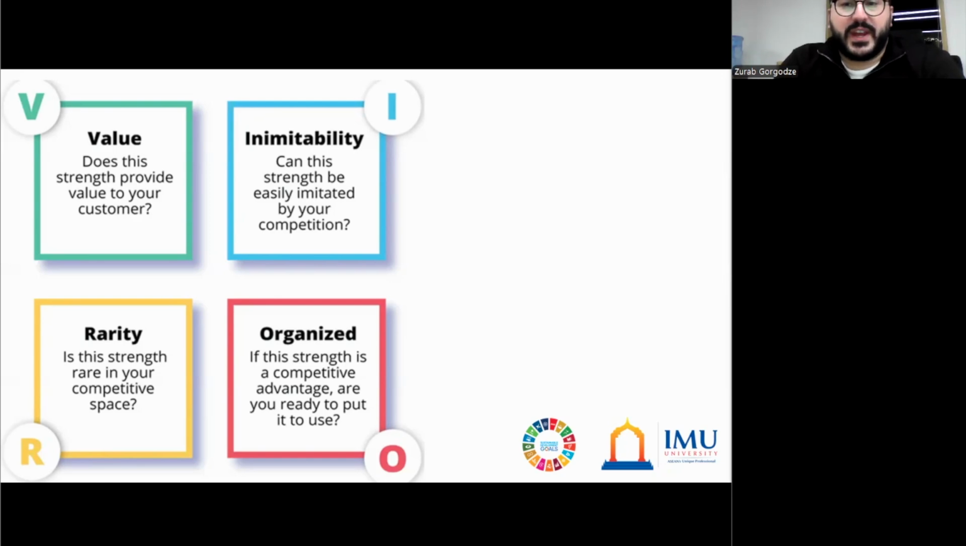What is the VRIO framework? The VRIO framework consists of 4 key components. Value. Does the resource or capability enable the organization to exploit opportunities or neutralize threats? Valuable resources contribute to customer satisfaction and can lead to competitive advantage.